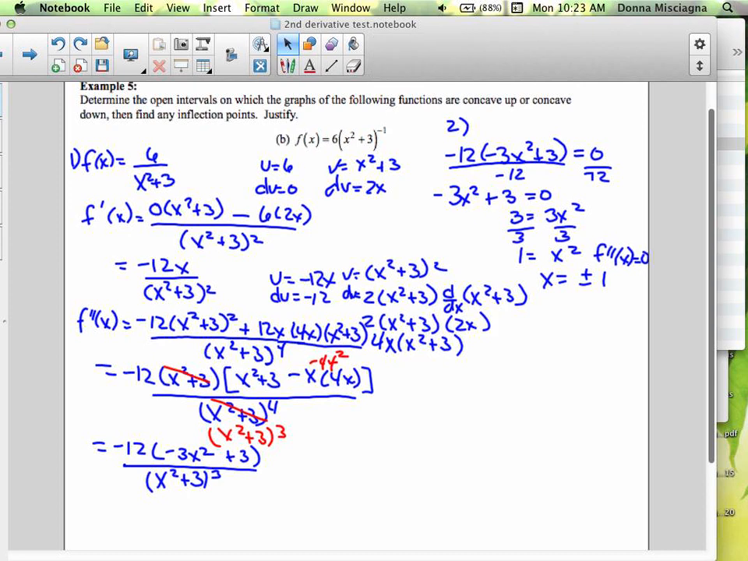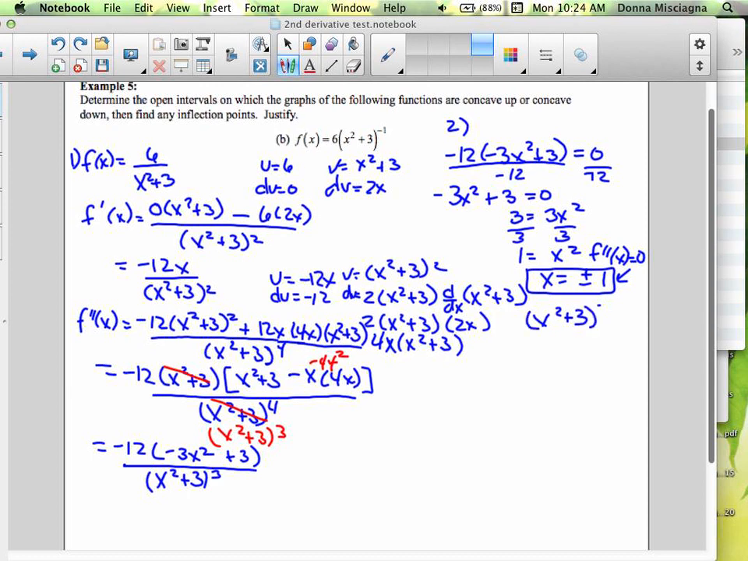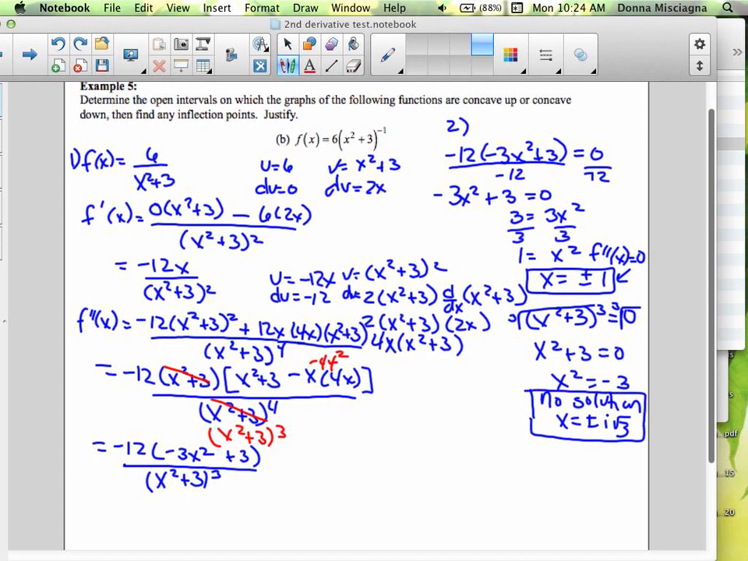And then we have to consider where it's undefined, and that would be where (x squared plus 3) cubed equals 0. Take the cube root of both sides. We have x squared plus 3 equals 0. x squared equals negative 3. And x squared never equals negative 3. So this one has no solution. Well, it has a solution, but it would be complex. x would have to equal plus or minus i square root of 3. So that doesn't count. It has to be in the domain. That's a complex number. That's not in the domain.